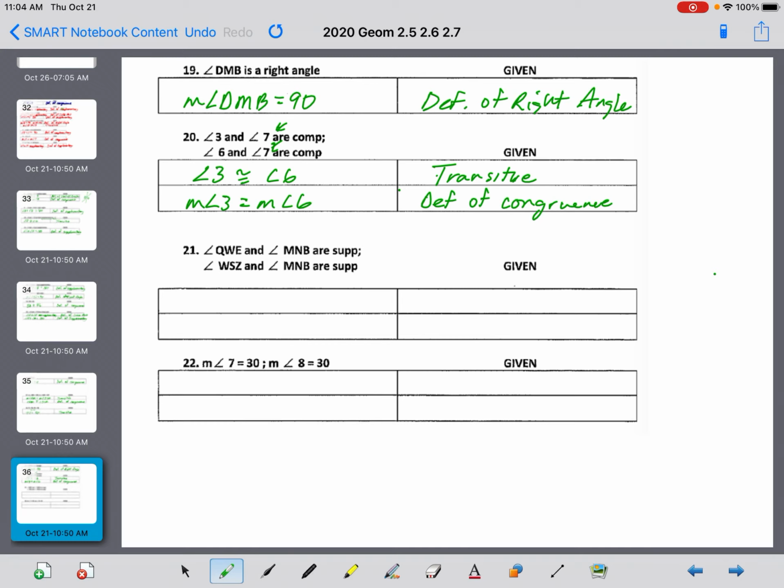I see transitive here. I see these two angles are the same. So I'm going to know that angle QWE is congruent to angle WSZ, transitive. So transitive works with complements and supplements. If your supplements are the same angle, you're congruent to each other. If your complements are the same angle, you're congruent to each other. And then we can get rid of the squiggly and bring in the measure. Def of congruence. I don't know why I didn't capitalize it there.